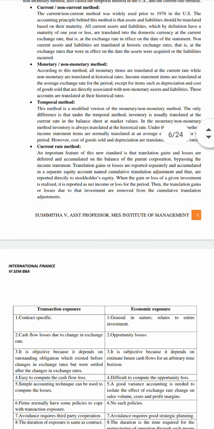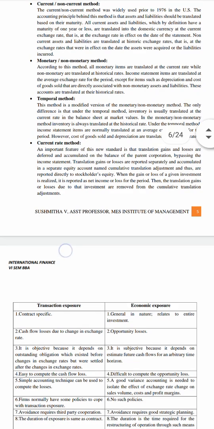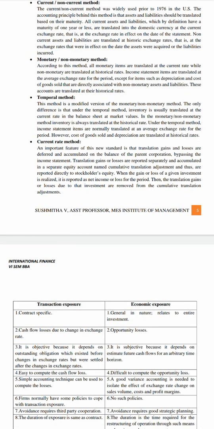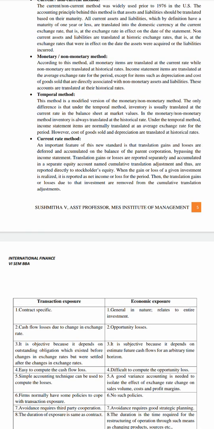Next, current rate method. Under the current rate method, usually they are going to convert all the assets and liabilities as per the said rules, but we do have certain items, and that is nothing but the stockholders' equity. Stockholders' equity should be converted at the historic rate. So that is called the current rate method.